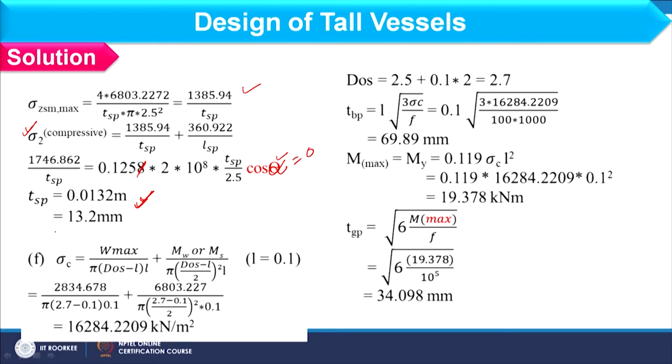So, to calculate bearing plate thickness, we should consider this expression, right, where TBP is equal to L root over 3 sigma C by F, okay, and sigma C value you can obtain from this expression, okay. W max we have already calculated, so that value we can put over here. Now, below this we have pi DOS minus L into L. So, what is this DOS? This is basically the diameter of the support, okay. Now, that we can calculate over here.